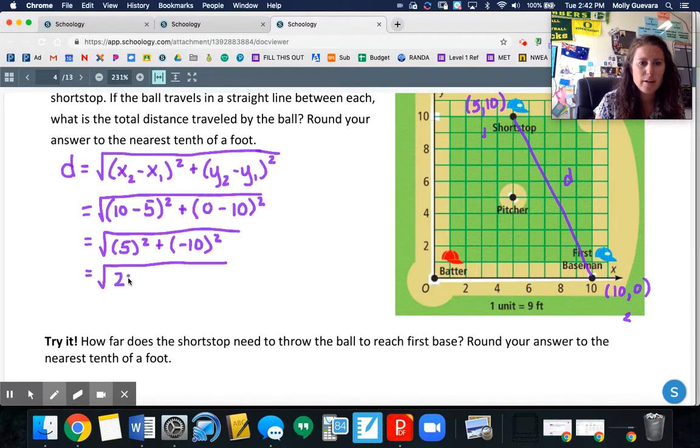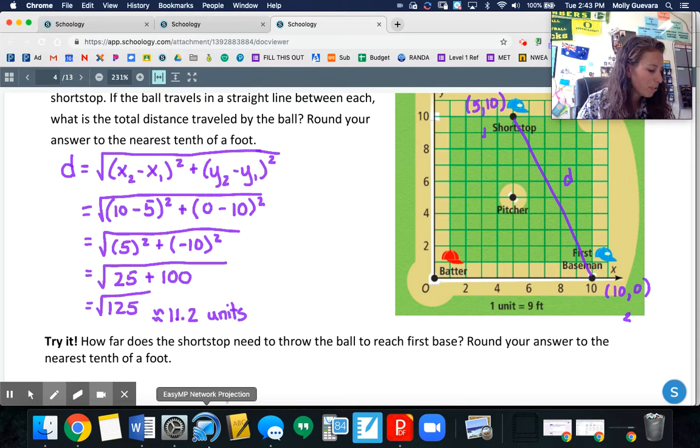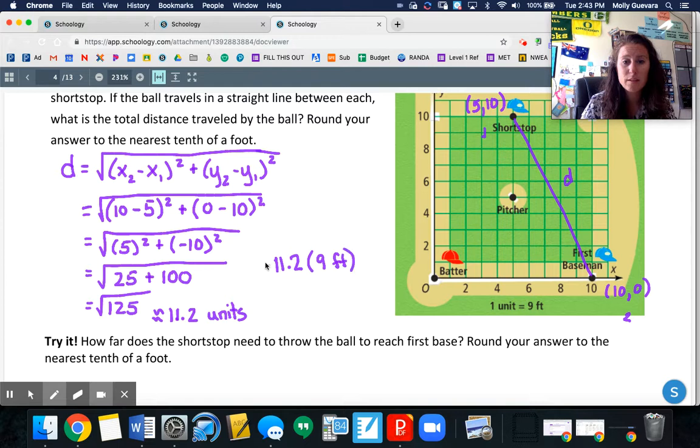5 squared is 25. Negative 10 squared is positive 100, right? Negative 10 times negative 10. So I get the square root of 125, which we found earlier was about 11.2 units. However, it says round your answer to the nearest tenth of a foot. So we need this in feet, and we need it to be rounded to 1 decimal place. Again, I know that 1 unit is 9 feet, so I can take 11.2 and multiply it by 9 feet, which gives me about 100.8 feet. So the distance that this ball was thrown from the shortstop to first base was 100.8 feet.